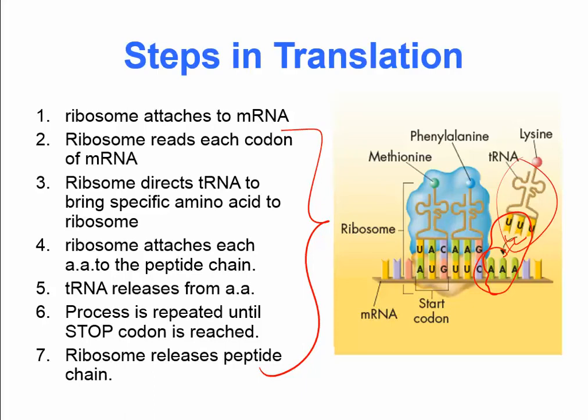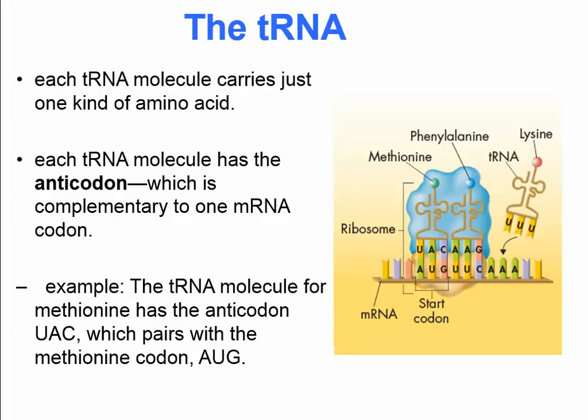So you see AAA matches up with UUU. And then as it does that, the ribosome will attach the amino acid to the polypeptide chain. So the next one coming in would be this lysine, and that one eventually would get attached to it. Then when it hits the stop codon, the ribosome will release the peptide chain.